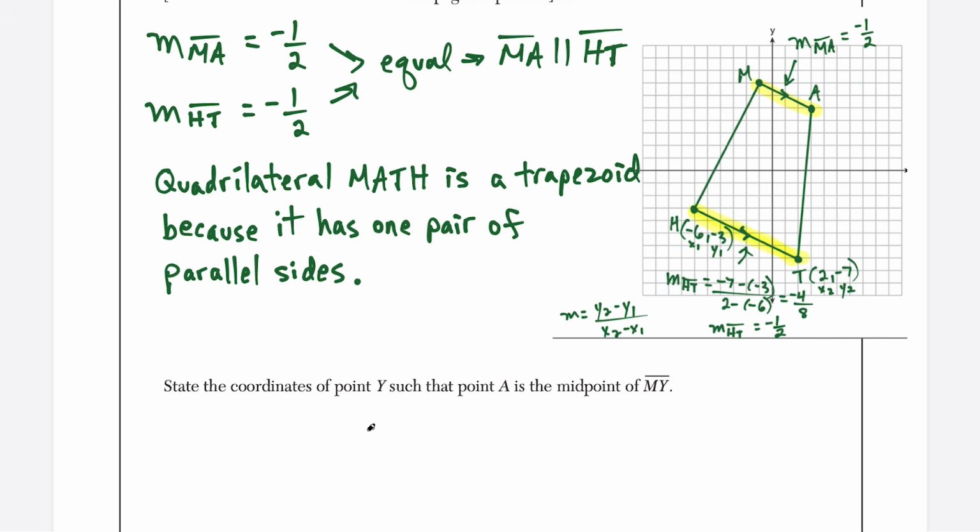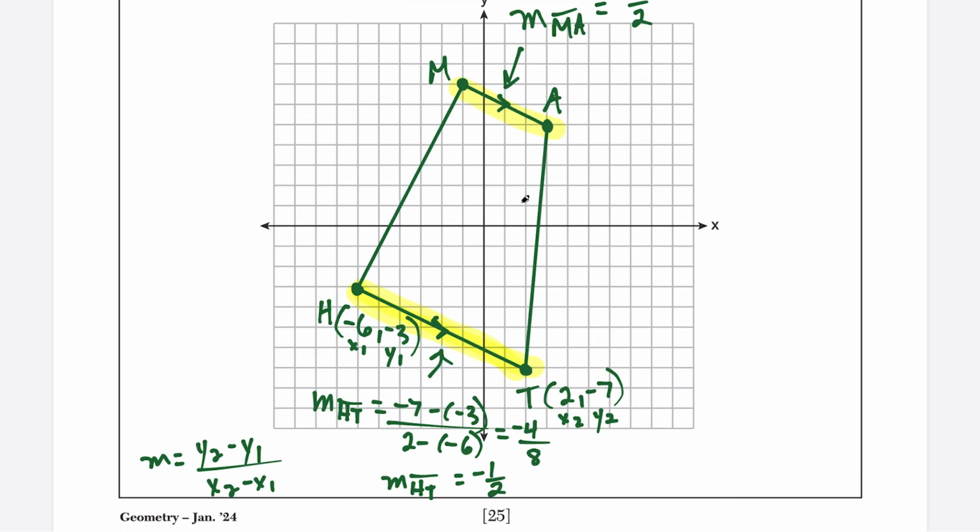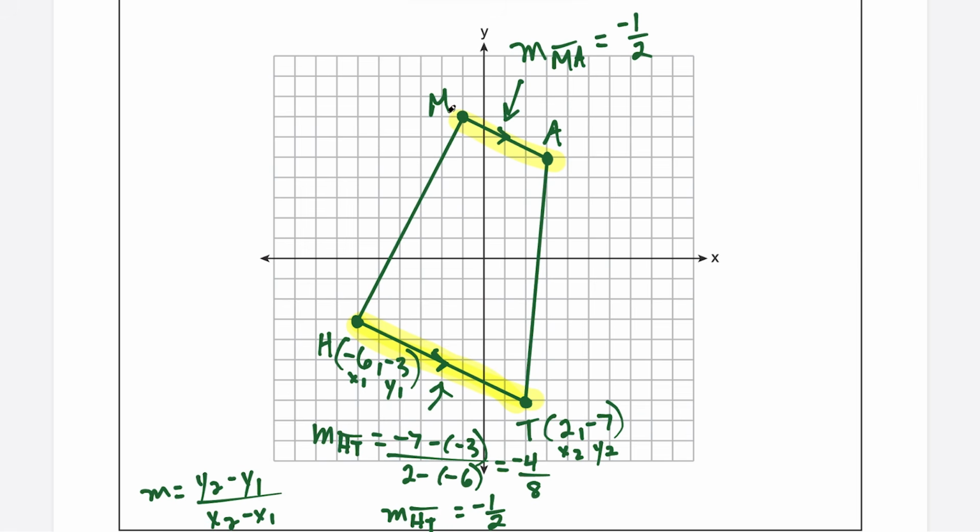So now we want to state the coordinates of point Y such that point A is the midpoint of line segment MY. So if we want A to be in the middle of MY, we could see using this space over here that Y is going to be somewhere in this neighborhood. And for precision, we're going to go down to this workspace over here, and we're going to calculate the rise over the run to get from point M to point A. So to get from M to A, we have to go down 2. So we're going down 2, and then we're going to go over 1, 2, 3, 4. So we're going down 2 over 4.